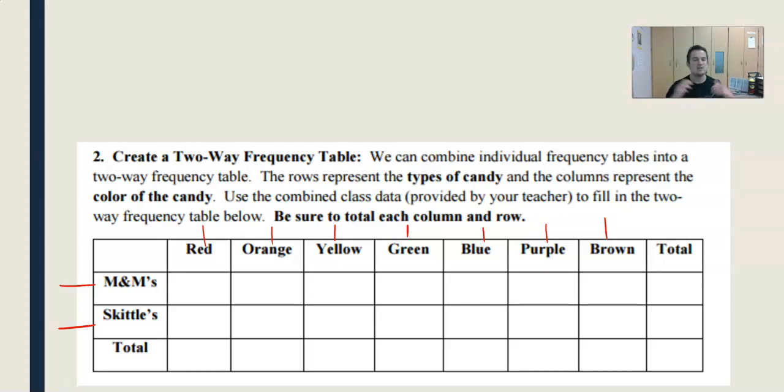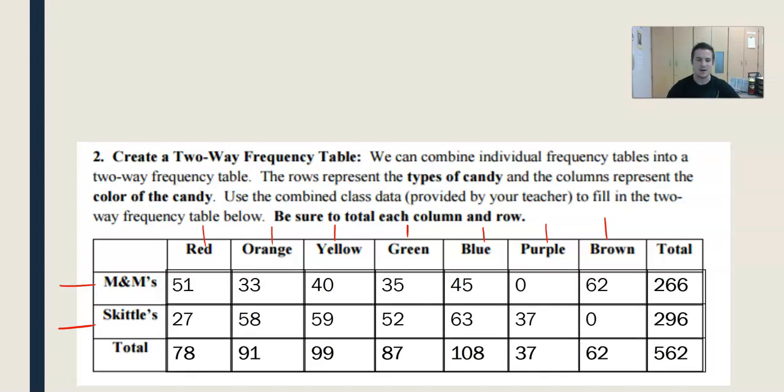So what I did is I used a random number generator to randomly select 7 different groups of different colors of M&Ms and Skittles as if I had done this in class, and this is the data that I came up with. So this is our figurative class's collection of Skittles. So our class had 51 red M&Ms, 27 red Skittles, 33 orange M&Ms, 58 orange Skittles, etc.